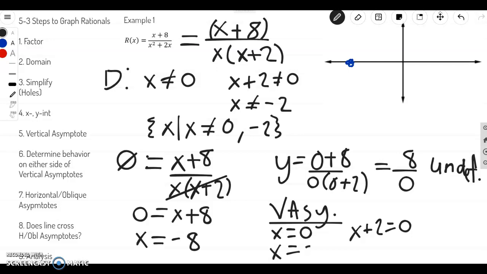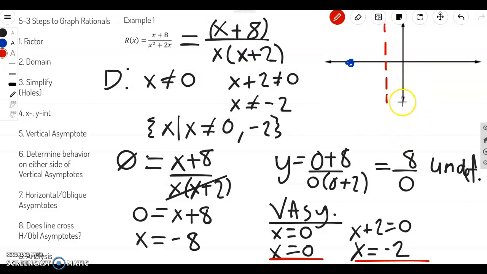So if I have x equals 0, that one stays the same. Subtract 2 from both sides, and I have x equals negative 2. So what we want to do is take these two equations and graph them in a different color. I'm going to graph them in red as dotted lines. These are not actually part of the graph. They're just asymptotes, which are values that our graph is going to approach, but it isn't actually part of our graph. So I'm just going to call this value here negative 2, and we're going to have a dotted red line here at negative 2.